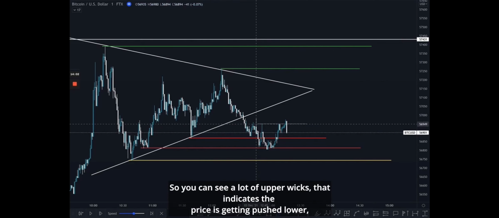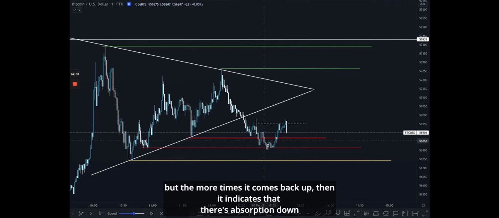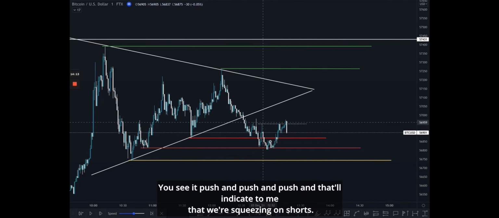So you can see a lot of upper wicks. That indicates the price is getting pushed lower, but the more times it comes back up, it indicates that there's absorption down here and we're actually trying to go higher. You see it pushing, pushing, pushing. That would indicate to me that we're squeezing shorts.